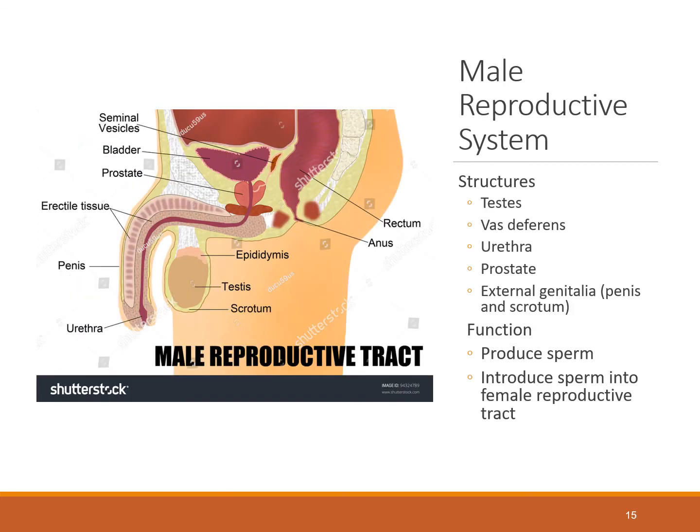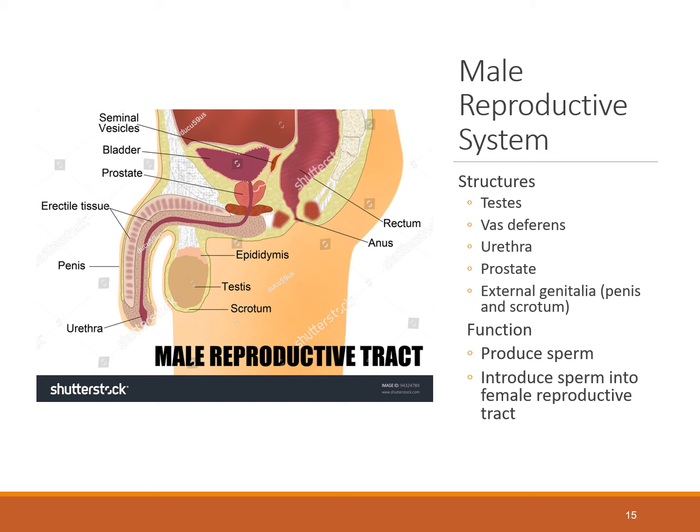There are several structures associated with the male reproductive system. The first is the testes. The testes are the gonads of the male reproductive system, and this is where the sperm develop and mature. There are tubes connecting each testicle to the urethra, and this serves as a pathway for sperm, and these are called the vas deferens.